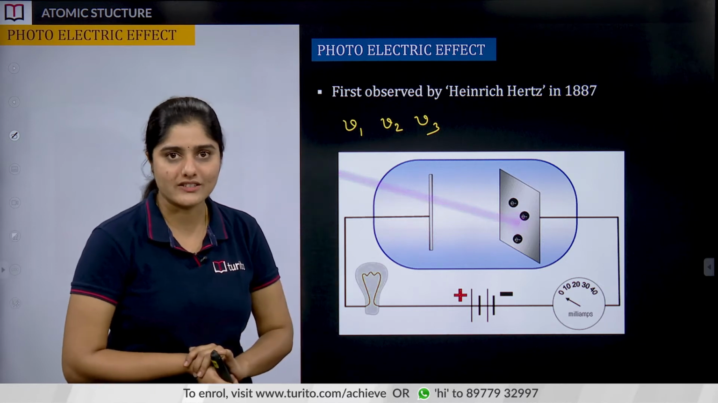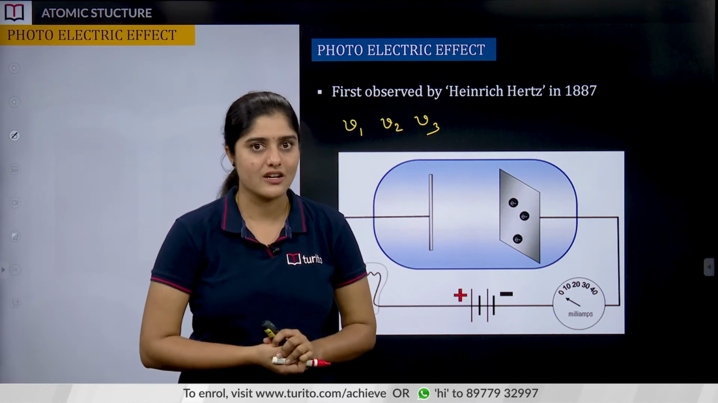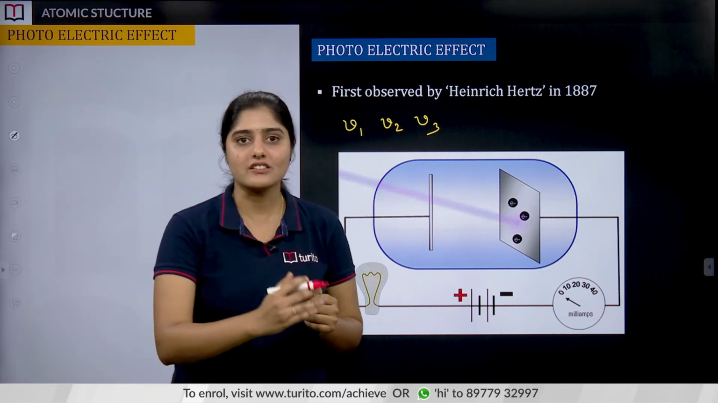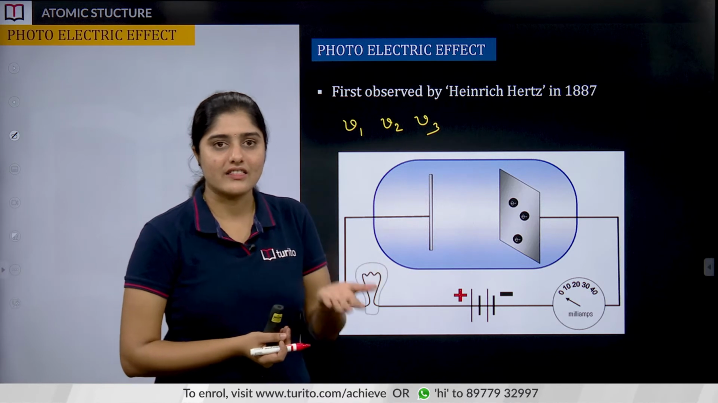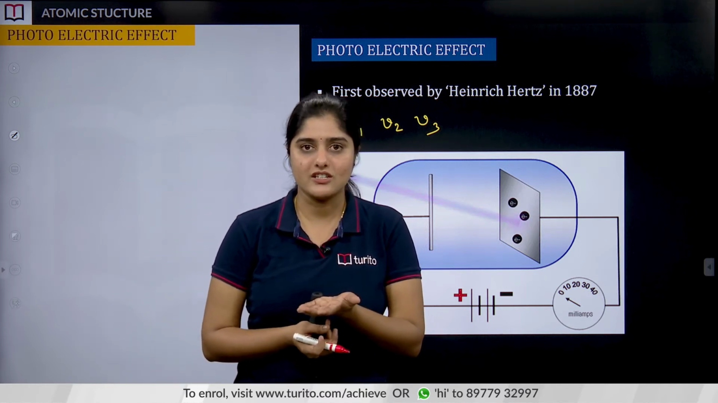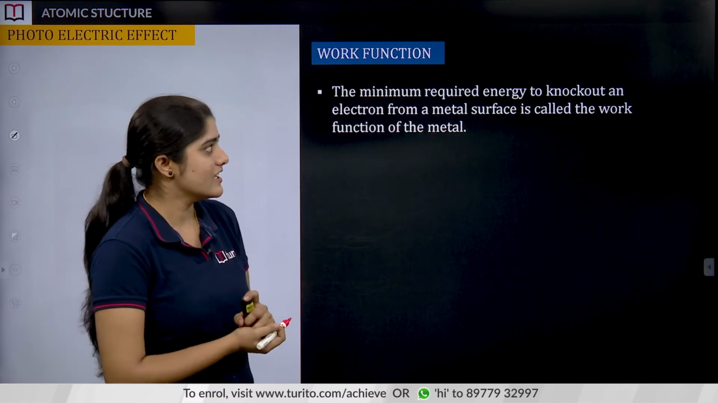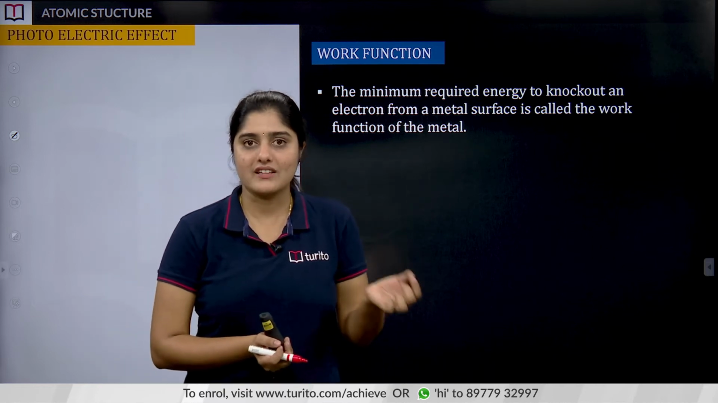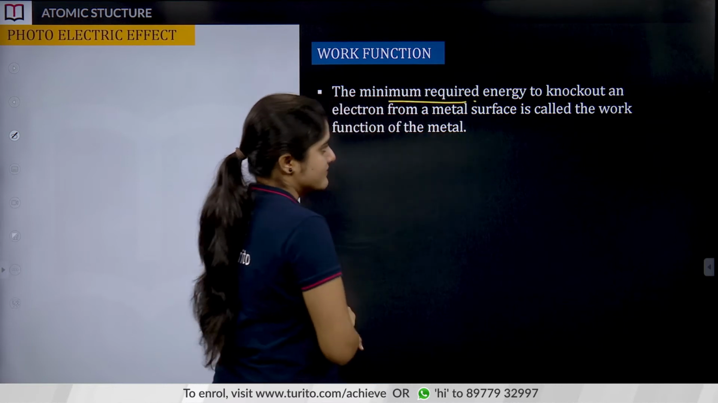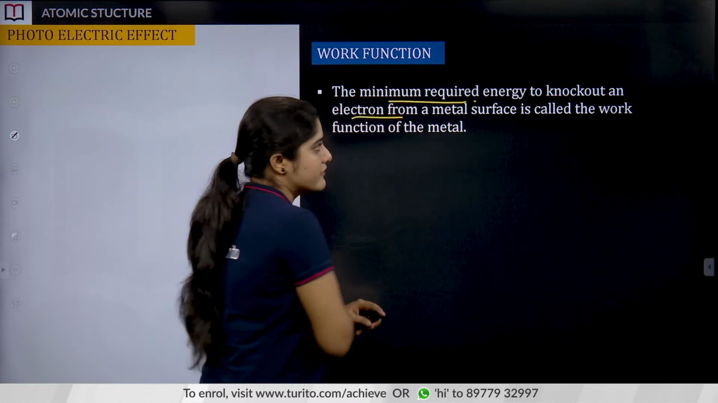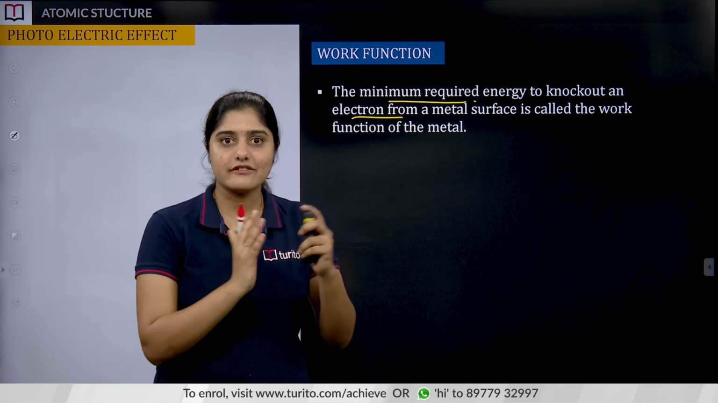So he pointed out that not all radiations will lead to the ejection of electrons, but only those radiations whose energies are sufficient enough will eject the electrons. That means every metal has a certain minimum energy above which only it will eject the electrons. Now that minimum frequency is called threshold frequency and the energy is called work function. Look at the definition. The minimum energy required to knock out an electron from the metal surface is called work function of the metal, and it is different for different metals.